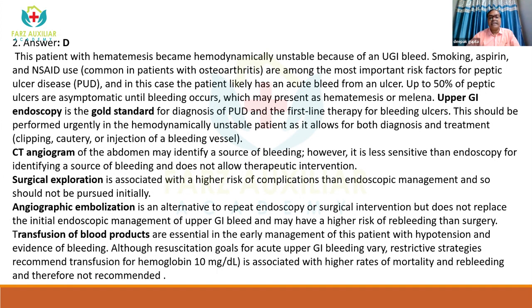Angiographic embolization is an alternative to repeat endoscopy or surgical intervention, but does not replace the initial endoscopic management of upper GI bleed, and has higher risk of rebleeding than surgery. Okay, and transfusion of the blood products, which has already been done, is essential in the early management of this patient with hypotension and evidence of bleeding. Although resuscitation goals for upper GI bleeding vary, restrictive strategies are recommended. Transfusion to 10 milligram per deciliter is associated with higher rates of mortality. So the target HB in upper GI bleed is usually 7, not 10. Okay. So the answer is upper GI endoscopy.